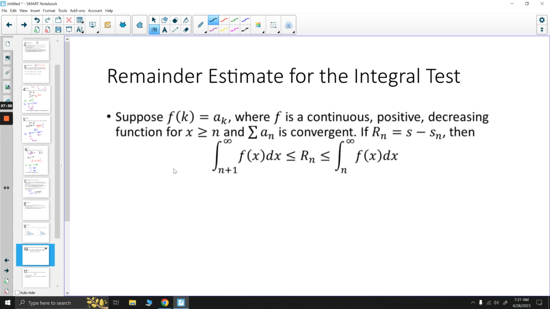So this is our remainder estimate for our integral test. If we have some function f of k equal to a sub k, where f is a continuous positive decreasing function for x greater than or equal to some n, and the infinite series here is convergent, then if our remainder is defined by r sub n, equal to our infinite series minus our partial sum, then the integral from n plus 1 to infinity of f of x dx is less than or equal to the remainder, which is less than or equal to the integral from n to infinity of f of x dx.